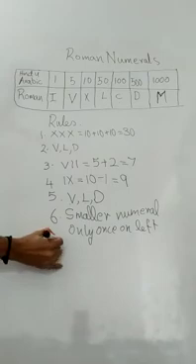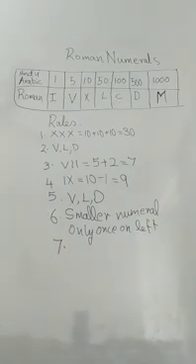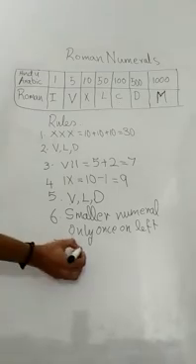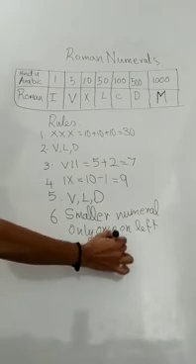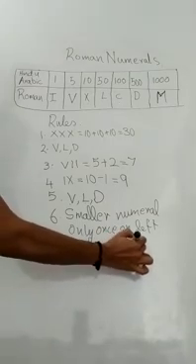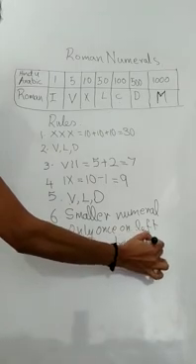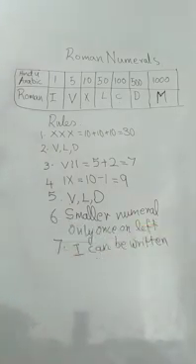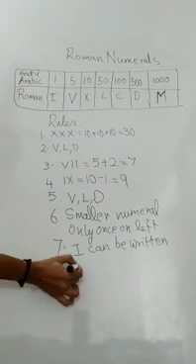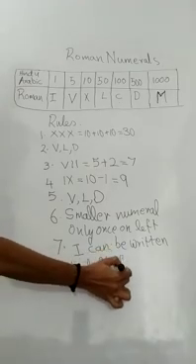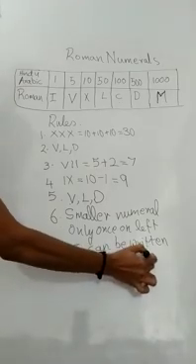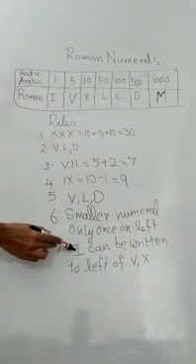Next, the seventh rule. What is the seventh rule? The seventh rule is 1 can be written to the left of 5 and 10 only. That is, 1 can be written to the left of 5 and 10 only. So this is 1, right?